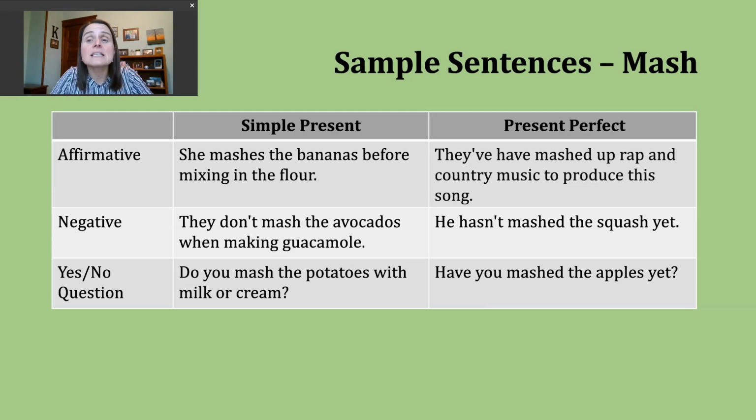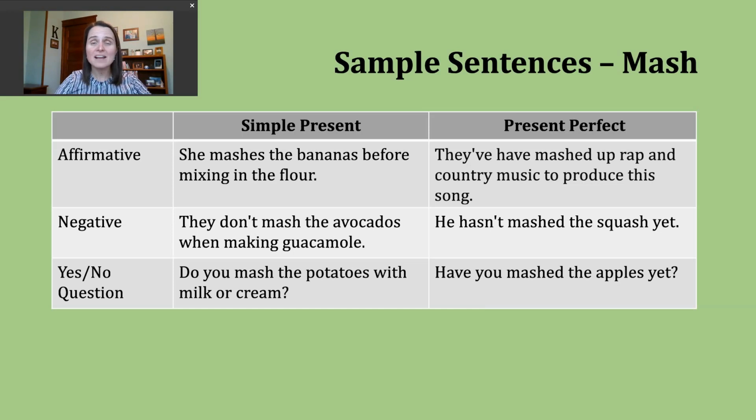Again, when we make sentences in the present perfect, we need to pay attention to our subjects. If the subject of the sentence is I, you, we, or they, use have and then the ed form of the verb, since this is a regular verb. But if our subject is he, she, or it, use has and then the ed form of the verb. Let's take a look at an example sentence. They've mashed up rap and country music to produce this song.